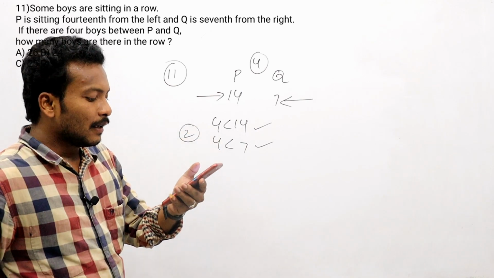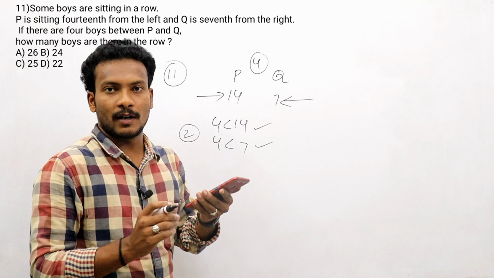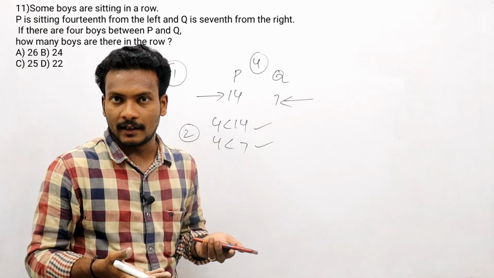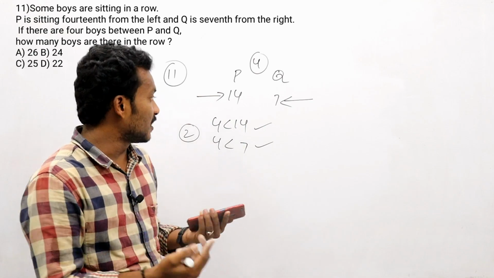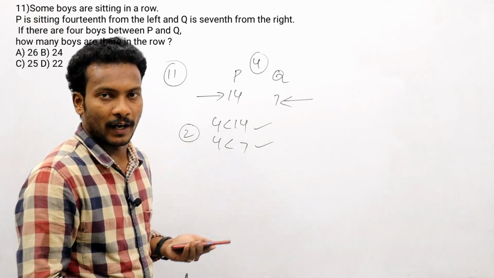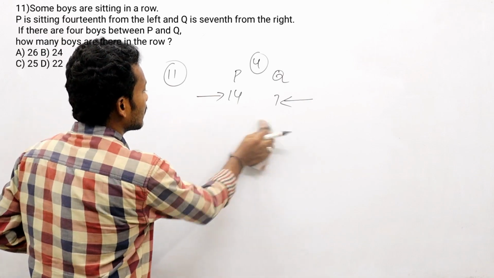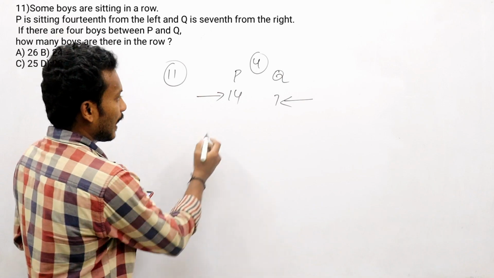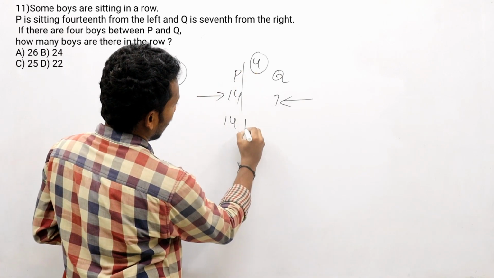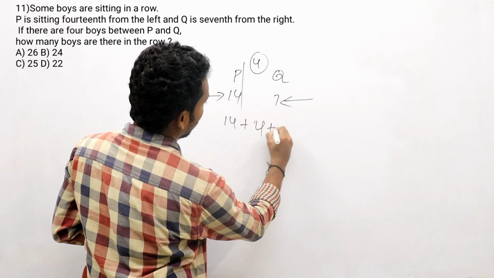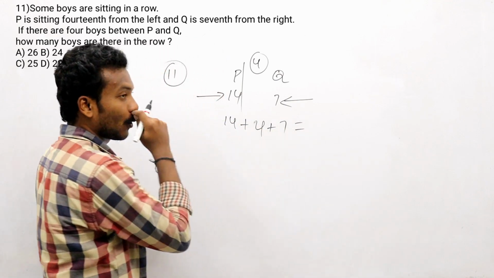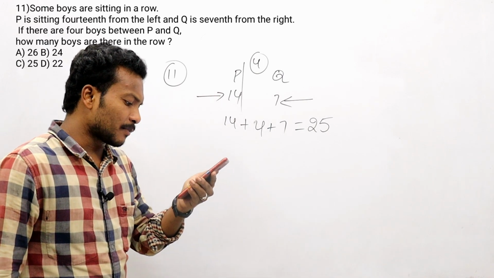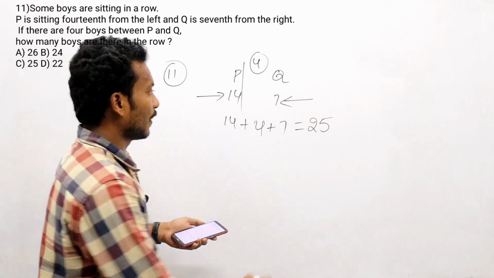But the options are 26, 24, 25, 22. Only 4 options. There is no 'cannot be determined', and no 12 or 13 like that. That's why compulsorily we go for 1 method, which method we don't know yet. Compulsorily we have to find. We are getting 2 answers. How did they come? Here P up to here 14, after that 4, after that 7. 14 plus 4 is 18, 18 plus 7 is 25. Now is 25 in the options or not? 25 is there. This is our required answer.